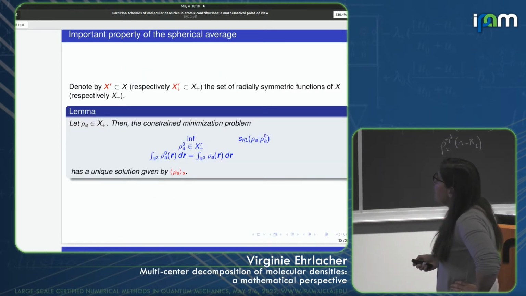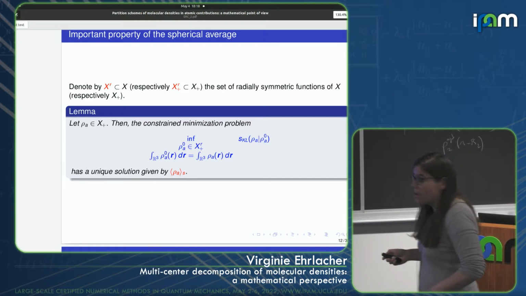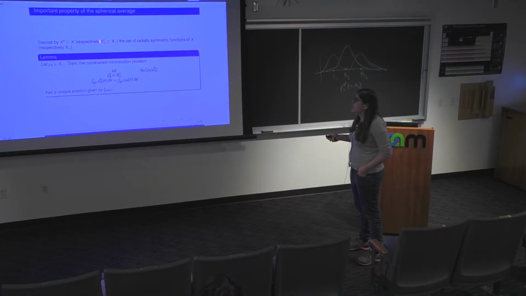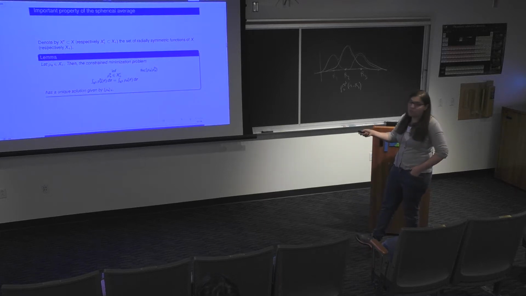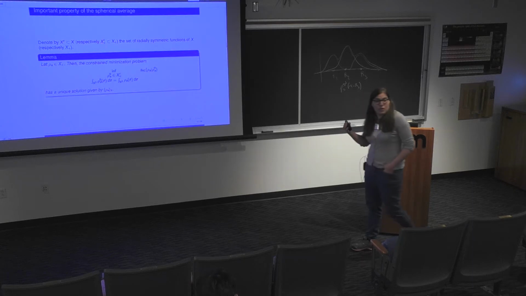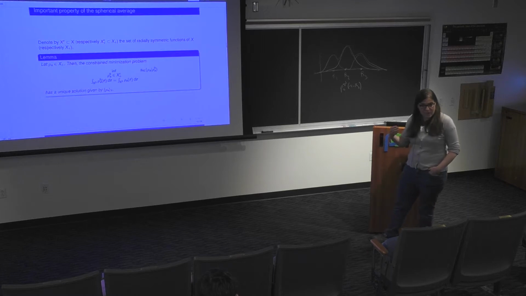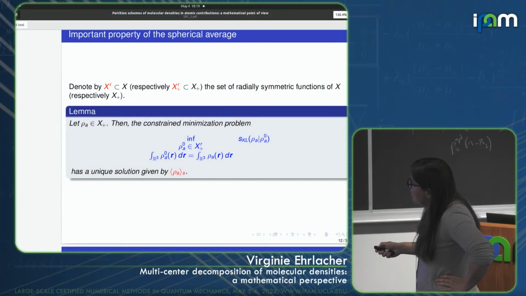So I need to make a few remarks that are quite easy to do, but which are central for the rest of the talk. Here I will denote by XR and respectively XR plus the set of radially symmetric functions of X, or respectively X plus. Remember here X plus is just a set of functions of X that are non-negative. So here XR plus is just a set of radially symmetric functions that are non-negative as well. The following result is quite simple to see, but it's central.